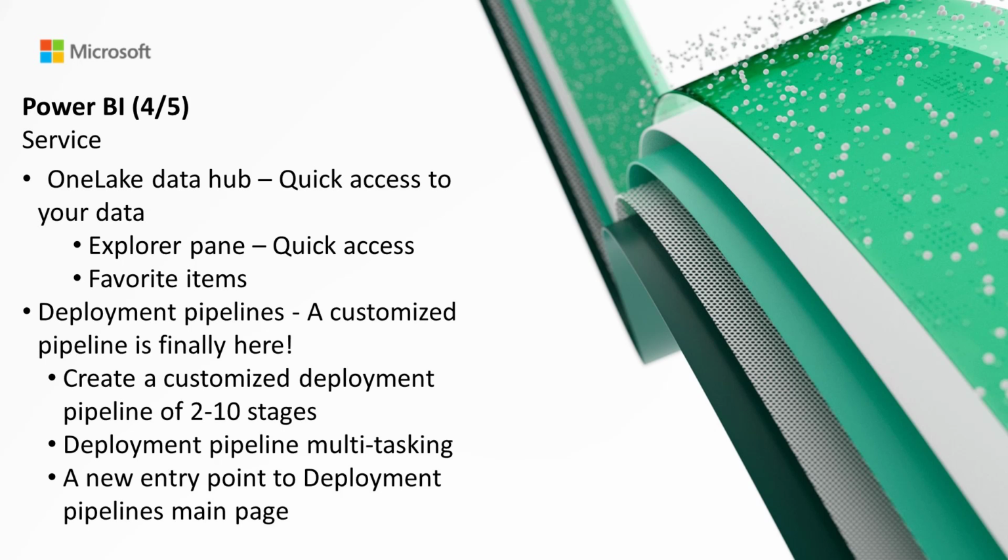Moving on, we have deployment pipelines. A customized pipeline is finally here. You can create a customized deployment pipeline of 2 to 10 stages. After a long wait, it's finally here. Starting with the second week of October, you'll be able to decide how many stages your new deployment pipeline will have a moment before it is created, within a new step we added to the creation process.